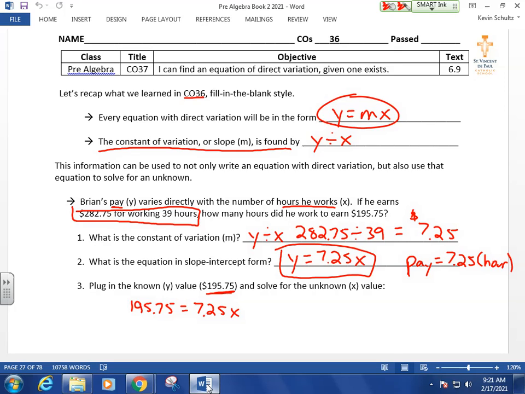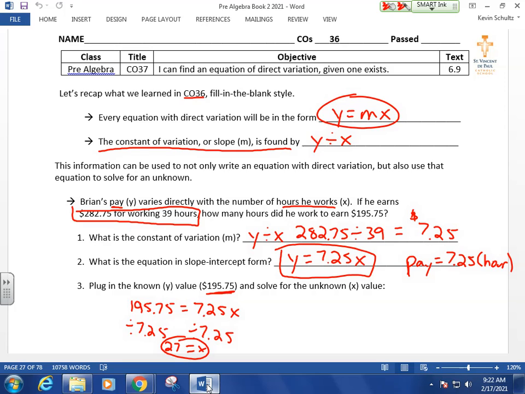Opposite operations. Yep. Divide both sides by 7.25. Right? If we know the total, 195.75, and we divide that by his hourly rate, 7.25 per hour, that's going to give us the number of hours worked to get that total amount, which is 27. Okay?